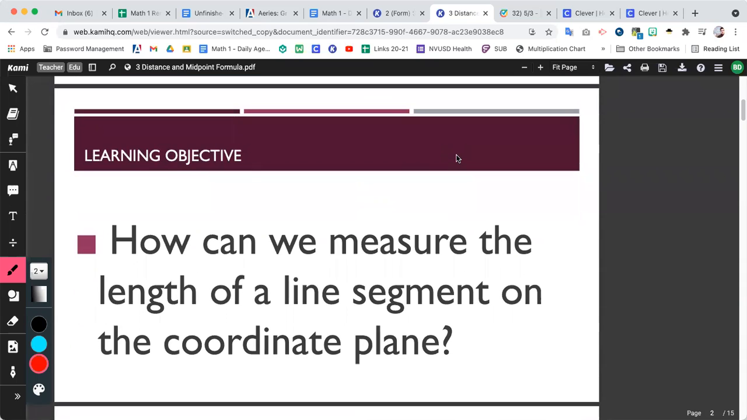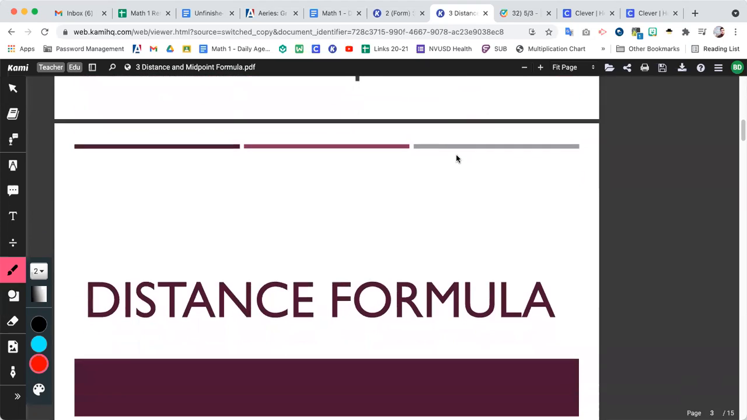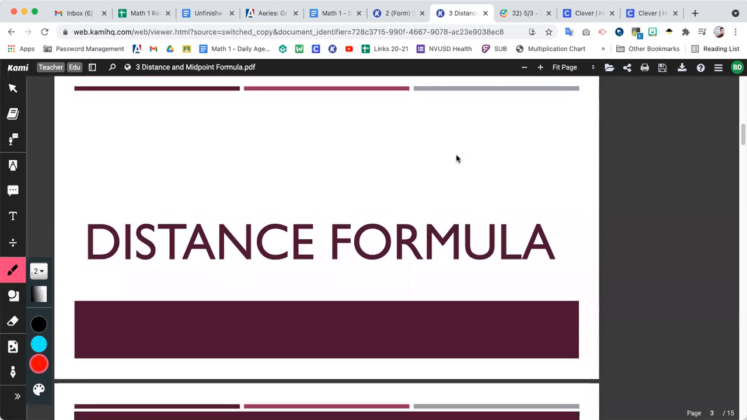Today, we're going to talk about measuring the length of a line segment on the coordinate plane. Okay, so if you know the location of 2 points on a graph, how do I find the length between them or the distance between them? That's where we're going to start out. Okay, so distance formula. This formula is going to look a little confusing when you first see it, but just remember you're not memorizing it. You just have to know how to use it.